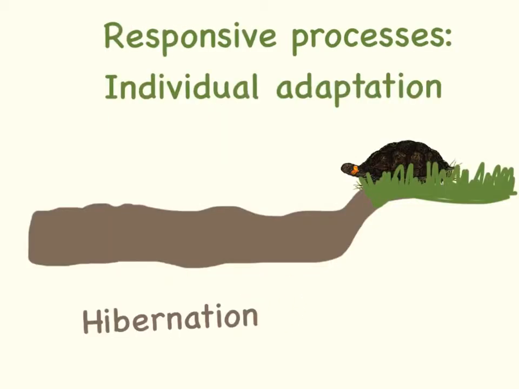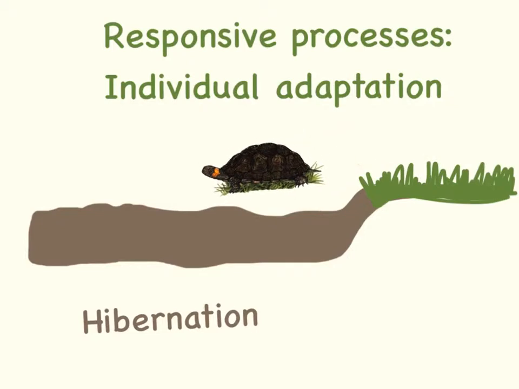Bog turtles have responsive processes, one of which is individual adaptation. An example of an individual adaptation in bog turtles is hibernation. During the cold seasons, the bog turtle has adapted to the low temperatures by burying itself in the mud and hibernating until the weather turns warm again.